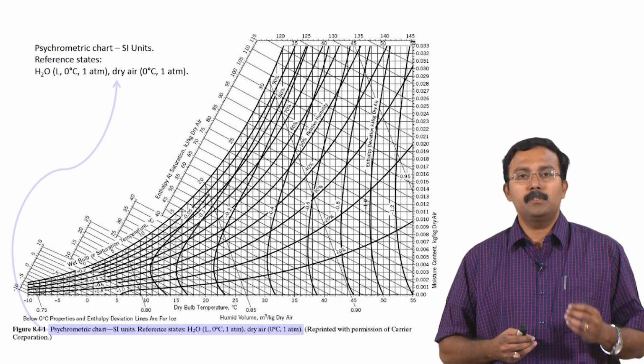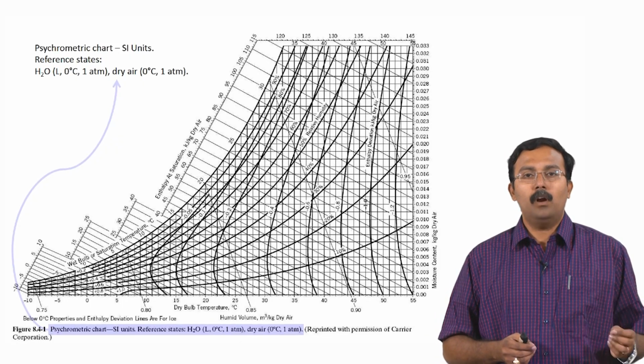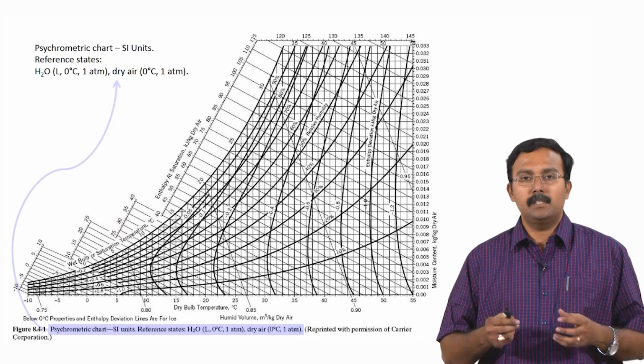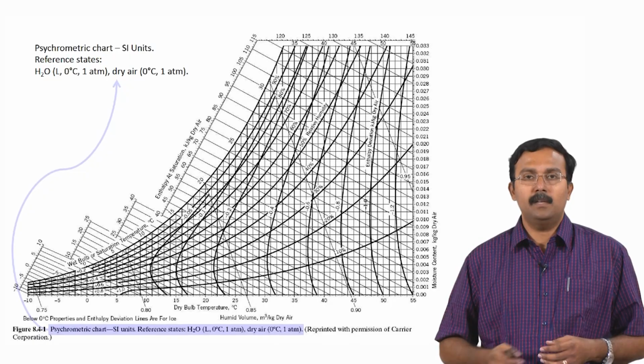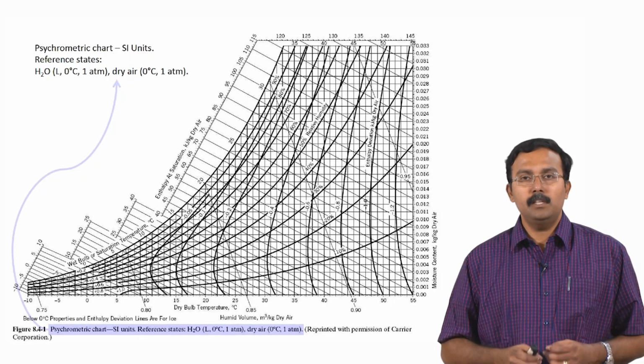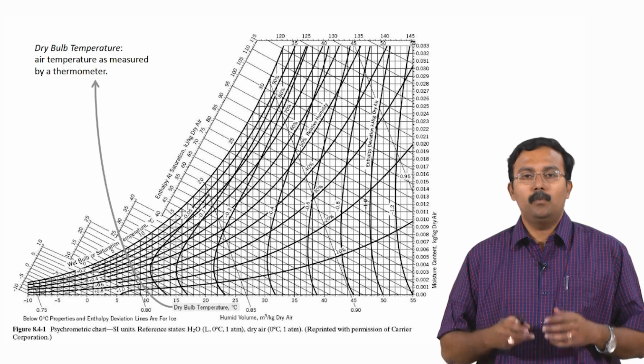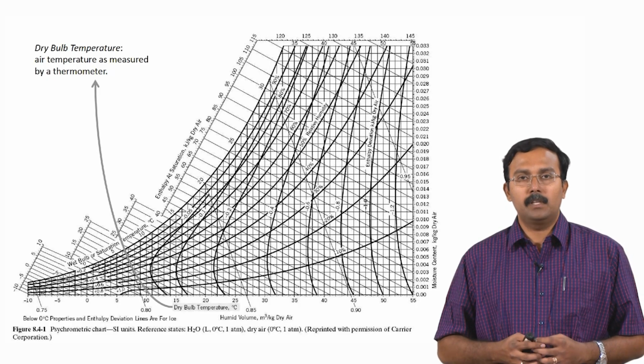The reference state used for this chart is liquid water at 0 degree Celsius and 1 atmosphere, and dry air at 0 degree Celsius and 1 atmosphere. Using these two reference states, we have calculated and plotted all this information. So, what information is readily available for us from here?